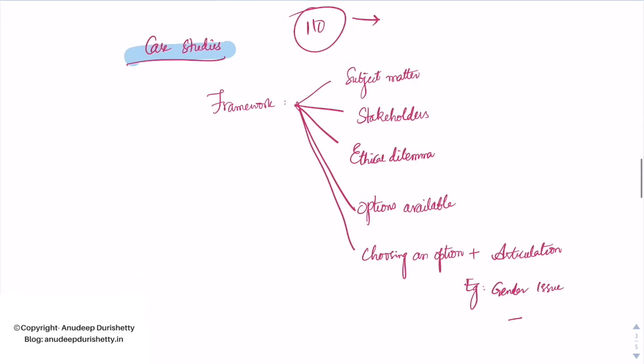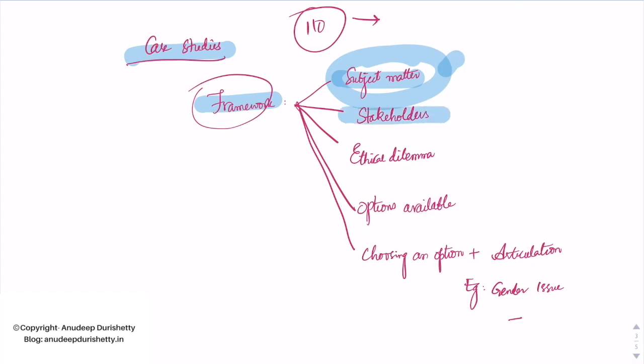Firstly, follow a standard framework for case studies. What does this framework involve? One, subject matter. Here you briefly capture in a sentence or two the entire case study. And second, you talk about the stakeholders that are involved in the particular question. You list down all the set of people who are affected directly and indirectly in the case study and depict them with a hub and spoke model as well.